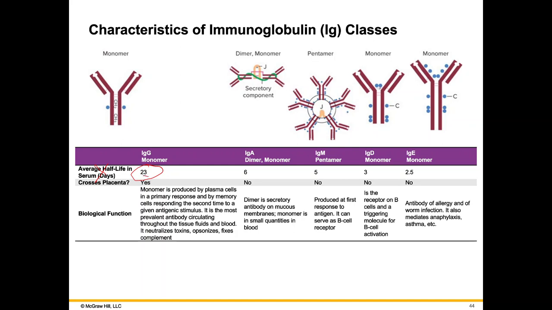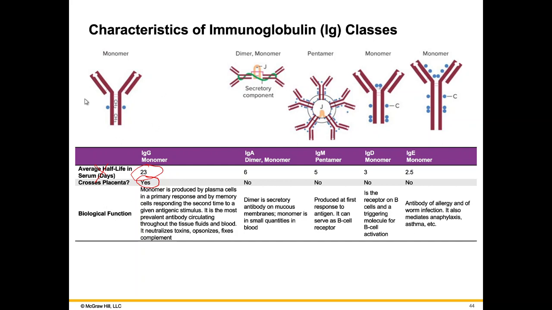Here's something else that's really important, especially going into nursing. The IgG antibodies can cross the placenta. None of the others can. And then finally, the biological function is listed last.